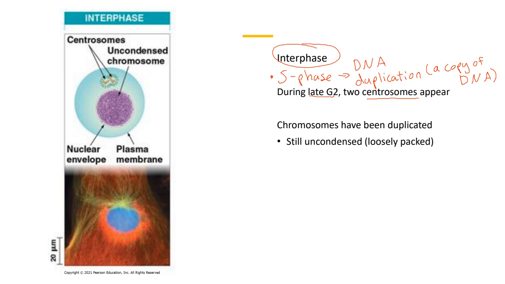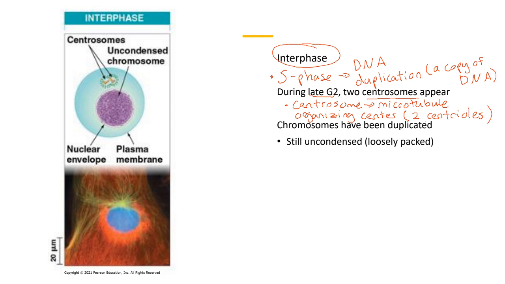Now, let me define a centrosome. A centrosome is a microtubule organizing center. It is made of or contains two centrioles. These are going to be very important because they're going to be producing something called spindle fibers. And we'll see them in a little bit. Okay. And the spindle fibers are going to help guide the chromosomes to move in opposite directions.